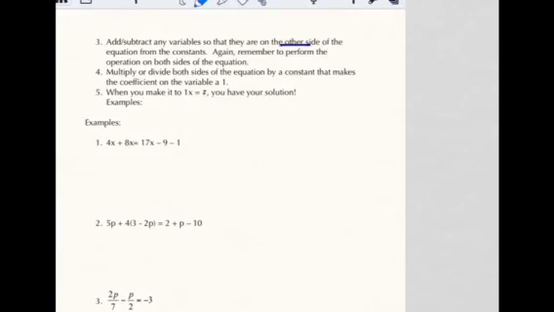Then multiply or divide both sides of the equation by a constant that makes the coefficient on the variable a 1. Once you make it to 1x is equal to a number, you have your solution.